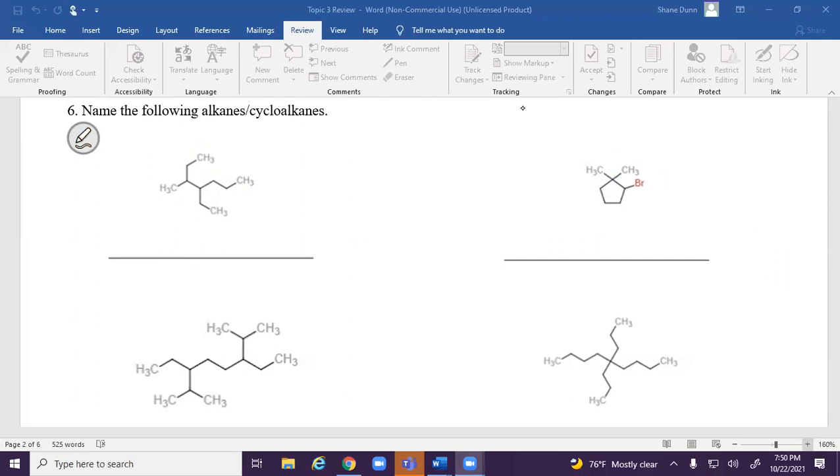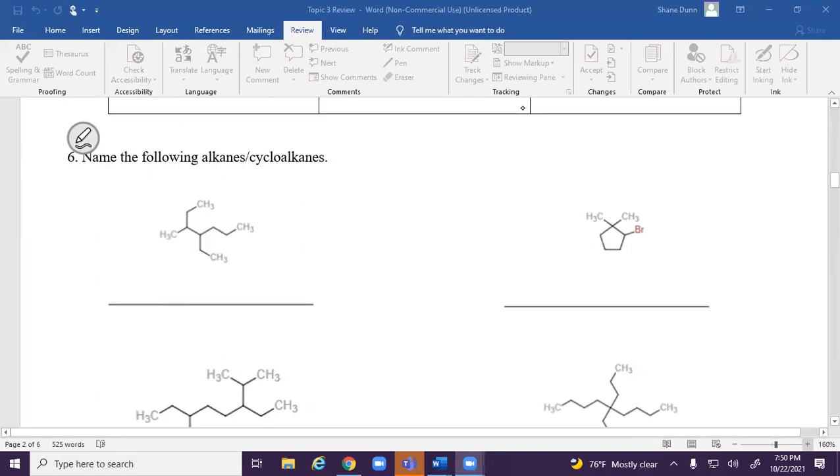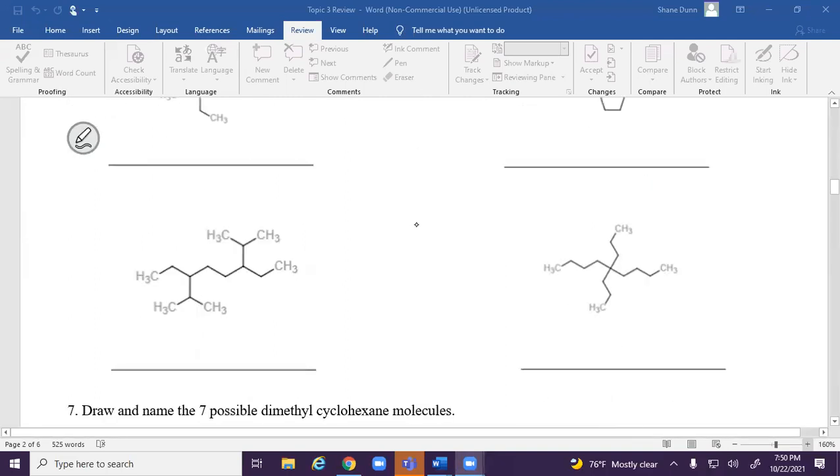Moving on to the next one. Going down, going down, going down. Okay. This abomination. One, two, three, four, five, six, seven, eight. So that's what? Octane. Good.